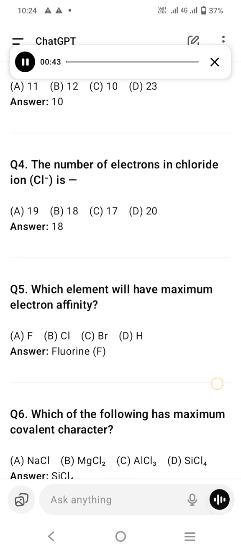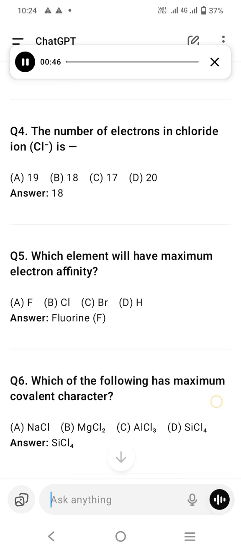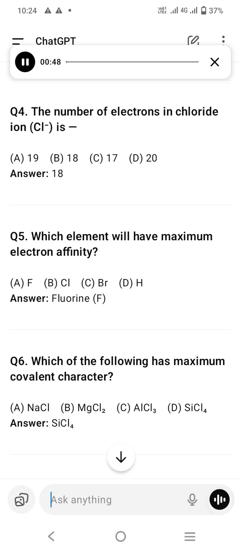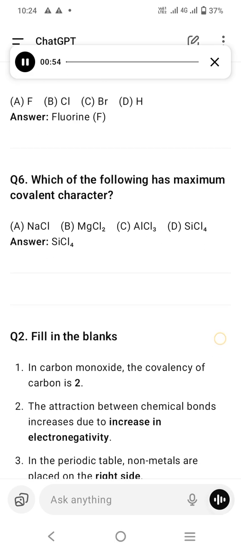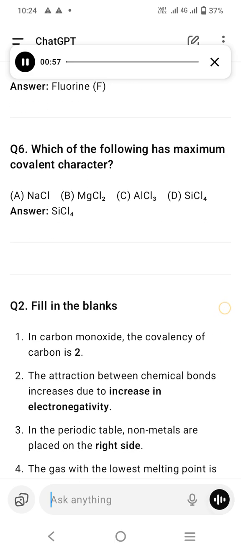Q5. Which element will have maximum electron affinity? A) F, B) Cl, C) Br, D) H. Answer: fluorine, F. Q6. Which of the following has maximum covalent character? A) NaCl, B) MgCl2, C) AlCl3, D) SiCl4.